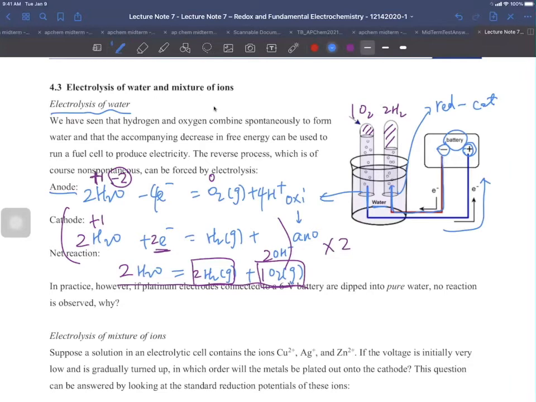There is a related question. In practice, however, if platinum electrodes connected to a 6 volt battery are dipped into pure water, no reaction is observed. Why? Because it's pure water, so it does not conduct electricity. This is why no reaction is observed. So this is kind of an introductory example.